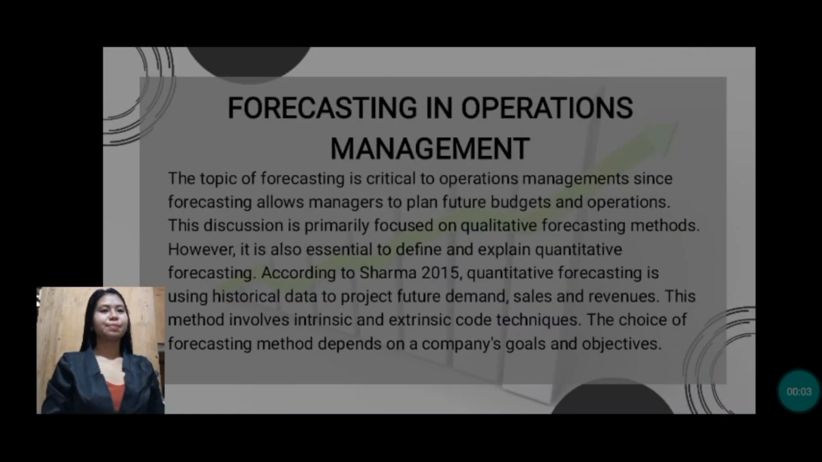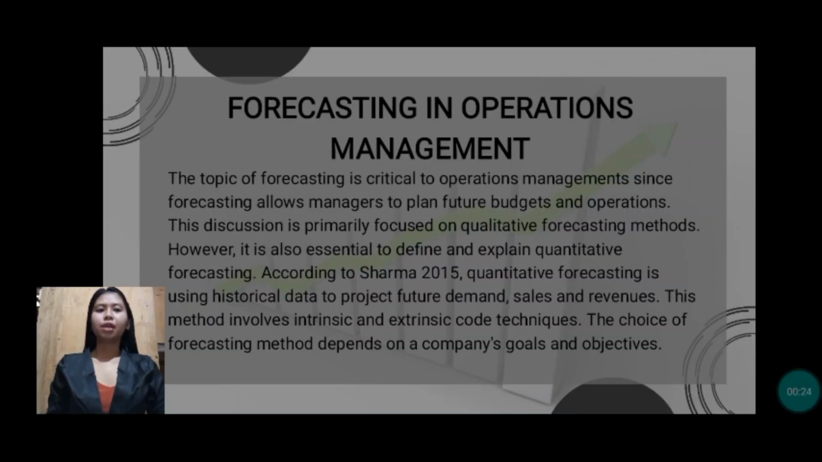Forecasting and operations management. The topic of forecasting is critical to operations management since forecasting allows managers to plan future budgets and operations. This discussion is primarily focused on qualitative forecasting methods. However, it is also essential to define and explain quantitative forecasting.